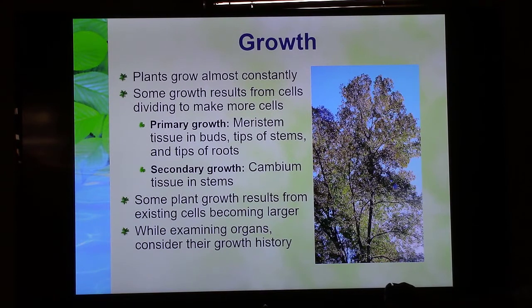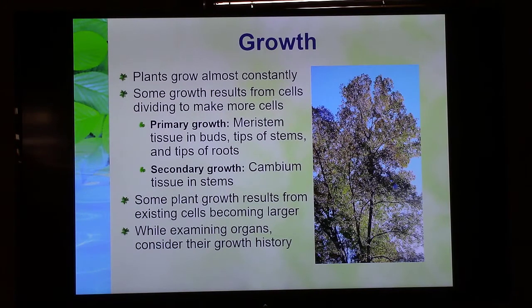Plants grow differently from animals. A typical animal reaches a certain size and then it's done. All it does for the rest of its life is kind of repair damage. Plants grow constantly. Faster or slower, but almost constantly. Some growth results when cells divide to make more cells. If we've got one cell and it divides, now we've got two cells, and then those cells are going to get a little bigger, so the plant is going to grow overall.